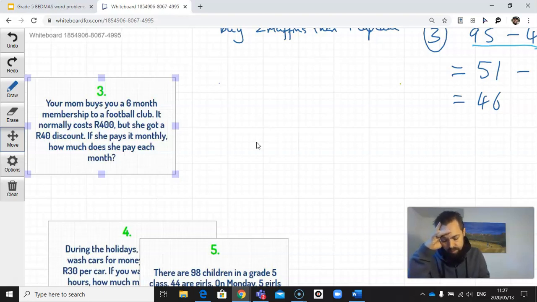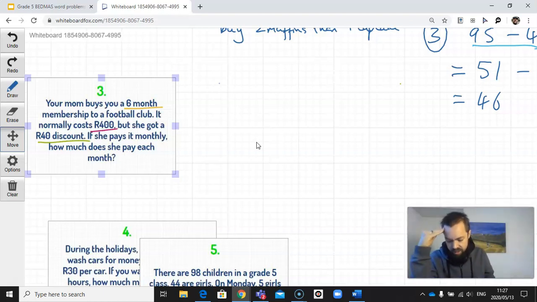Okay, so first off, I see 6 months. The next thing I see is that it costs 400. And the next thing I see is that she got a 40 Rand discount. So a 40 Rand discount means that she pays 40 Rand less than what she would normally pay. It's like when you go to the shop and it's on special and you pay less. A discount is how much less you pay. So she paid 40 Rand less. She got a 40 Rand special, or 40 Rand off.